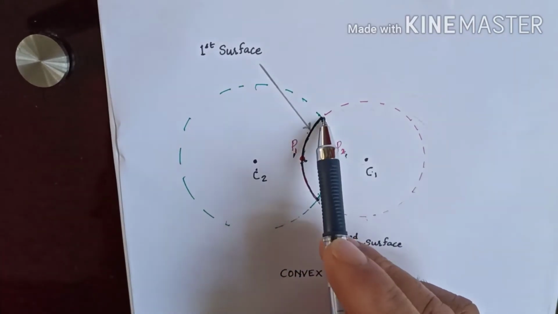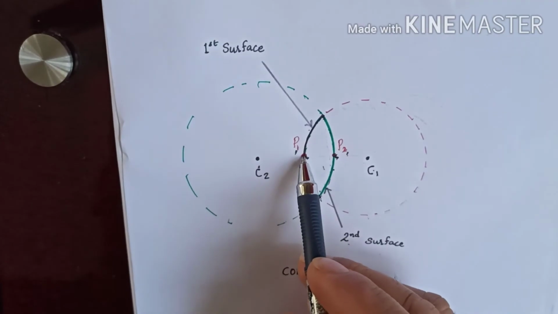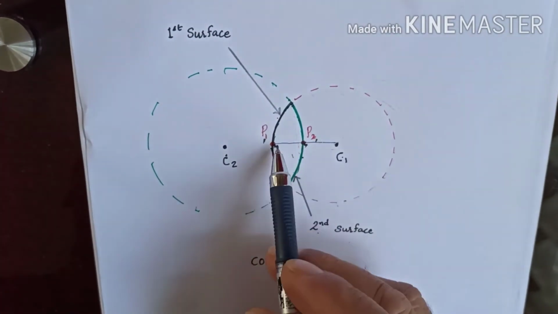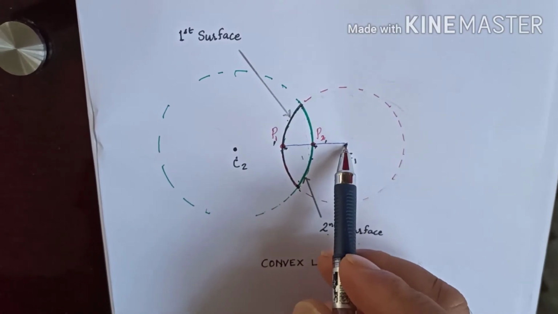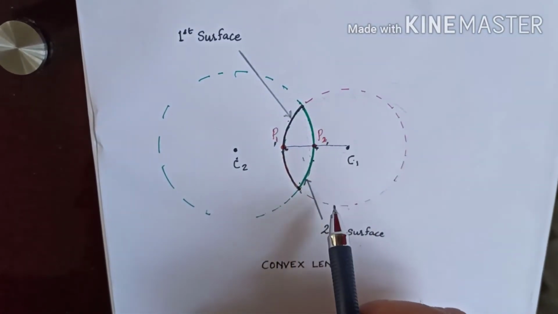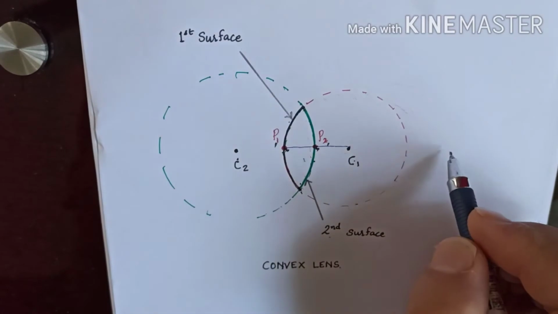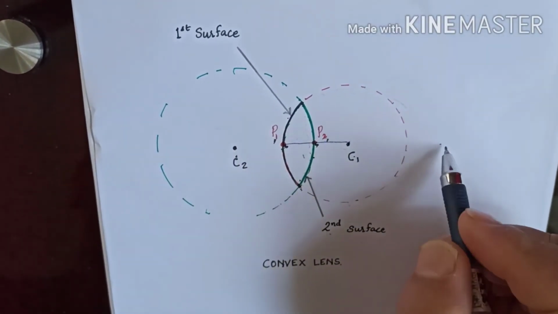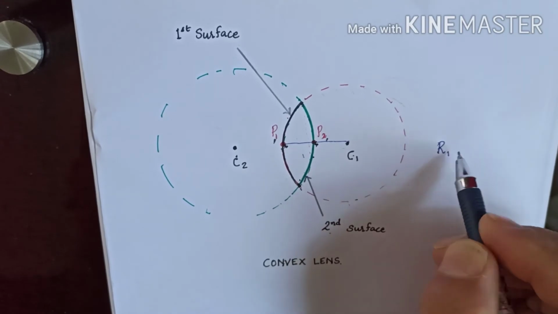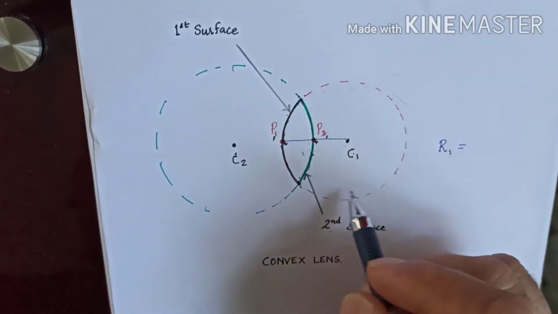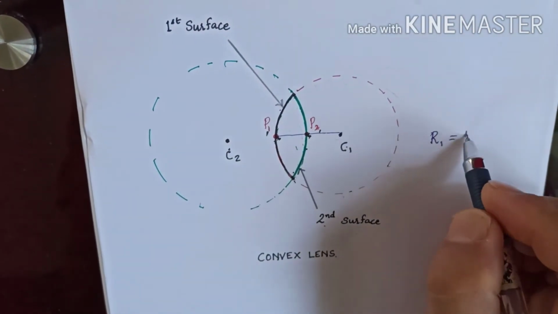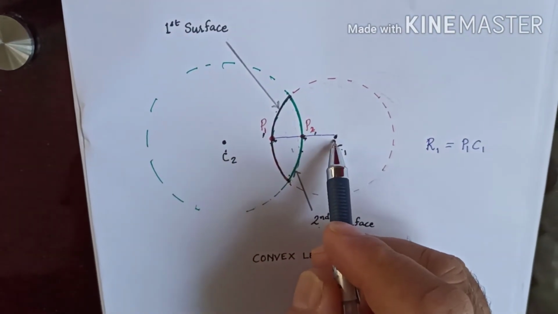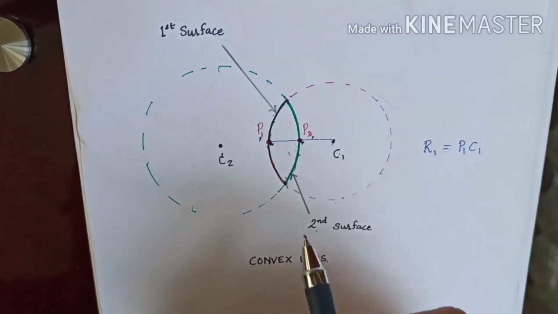The radius of the first sphere, from here to here, is called the radius of curvature of the first surface of the lens. So we can denote it by R1, from here to here R1. So R1 here is the radius of curvature of the first surface of the lens. So R1 is P1C1. This distance is the radius of curvature of the first surface of the lens.